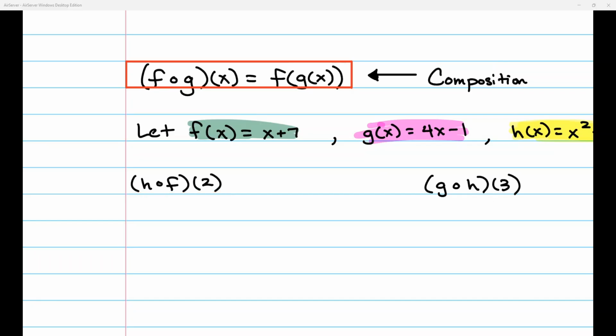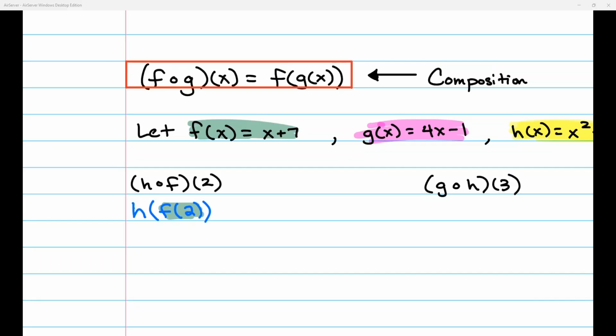So if I'm going to do that here, h after f of 2, I'm going to write this as h of f of 2. It says, hey, take h after you've done f of 2. So what I need to do first is find f of 2. Figure out what f of 2 is first, then you can mess around with h. Because again, you have parentheses within parentheses. You need to do the inside part first.